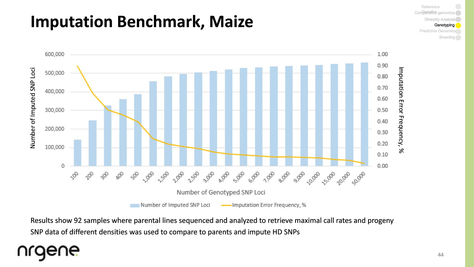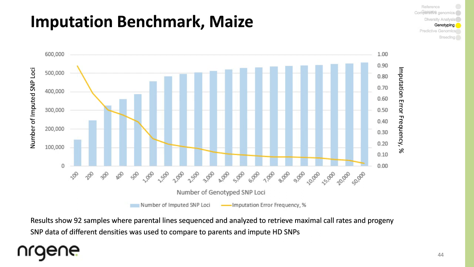And we have two vertical axes here, one on the left, which is the number of imputed SNP loci from the genotyped loci, which is represented by the blue bars. And perhaps more importantly for most people is the yellow line, which represents the accuracy, here presented as the error frequency of the imputed loci.